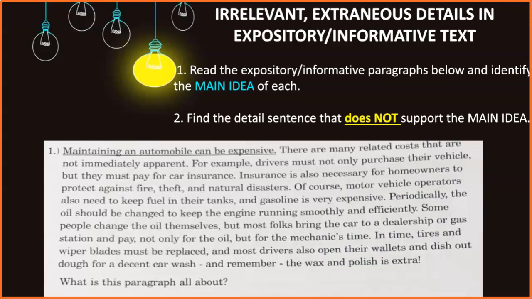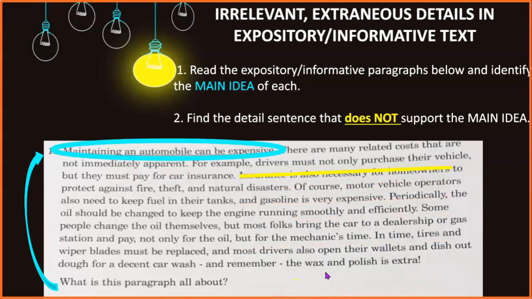So, like we said, this paragraph is about how maintaining an automobile can be expensive. That means every detail in this paragraph should explain to us about the costs of owning a car. But which sentence doesn't tell us anything about how expensive owning a car can be or what you have to pay for when you own a car? When I'm talking about insurance is necessary for homeowners to protect against fire, theft, and natural disasters, that has nothing to do with my main idea. It's irrelevant and extraneous because it's off topic.